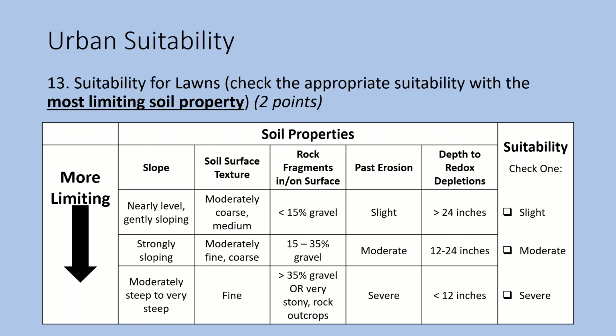So again, go through each of these properties, determine what your most limiting feature is, and then that'll determine your overall suitability. And just a suggestion when you're doing this, we only grade you on what you mark for the overall suitability, but it's helpful to circle in each of these how limiting each of the soil properties are. That makes it easier for you to check your work or for one of your teammates to check your work and understand how you determined the overall suitability.